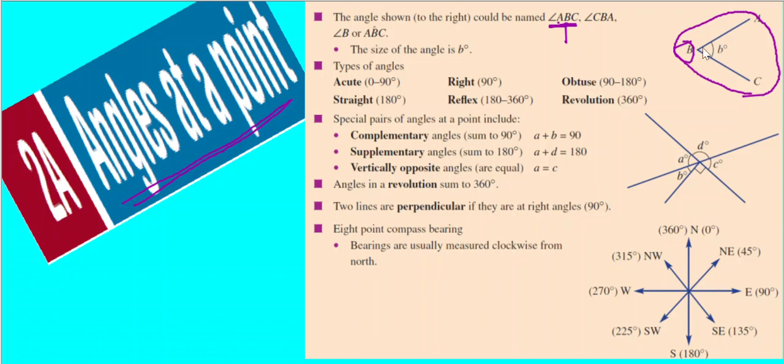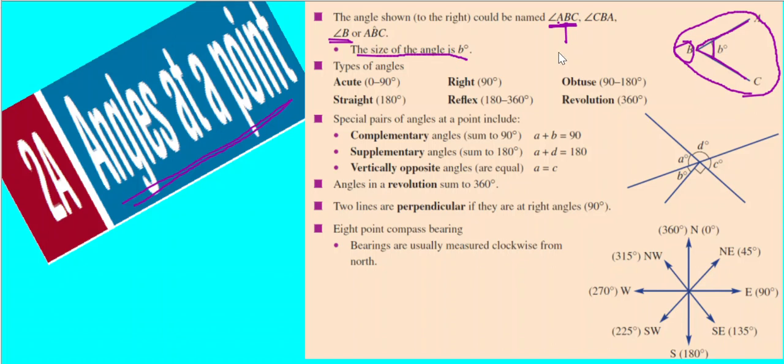So it's that vertex point where the two lines meet, and whatever letter that is labelled as, that's the one that's got to go in the middle. So as you can see here, it's angle ABC or angle CBA. It doesn't matter which way. The other way you can do it is simply angle B, or whatever the letter of the vertex is, to nominate the angle or show the angle.